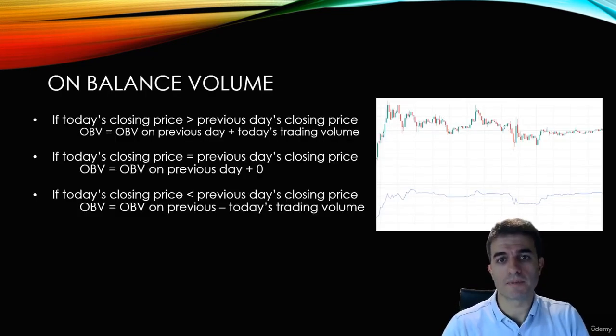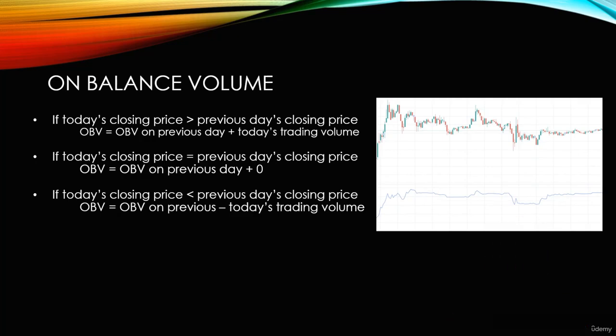The OBV helps traders confirm trends by analyzing volume changes. So we'll calculate and interpret OBV and show how it can be used to identify accumulation and distribution. So how do we calculate the OBV? If today's closing price is greater than the previous day's closing price, OBV is equal to the OBV on the previous day plus today's trading volume. So it's somehow a cumulative of the normal trading volume.